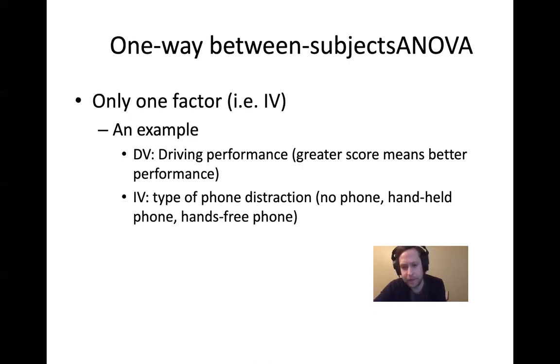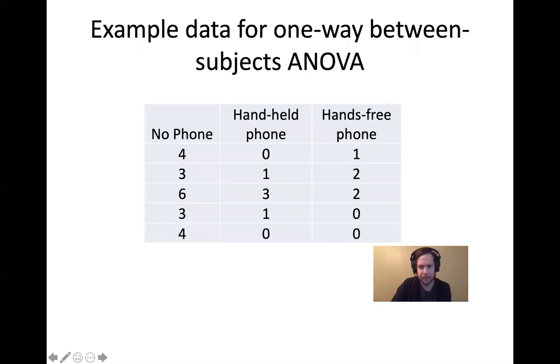Between-subjects ANOVA means that the one factor that we have is between subjects. So the example we're going with here is the factor, the IV, is type of distraction with those same 3 conditions: no phone, handheld phone, hands-free phone. So those are the 3 conditions, the 3 levels of our factor, type of phone distraction. And the dependent variable is driving performance. The better your driving performance, the higher your score. So that's the example. I think I have the data again right here.